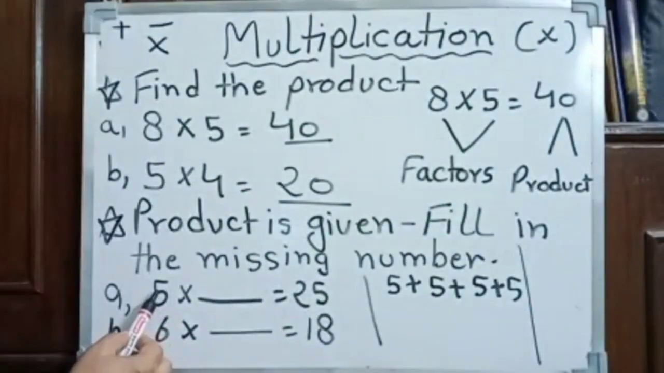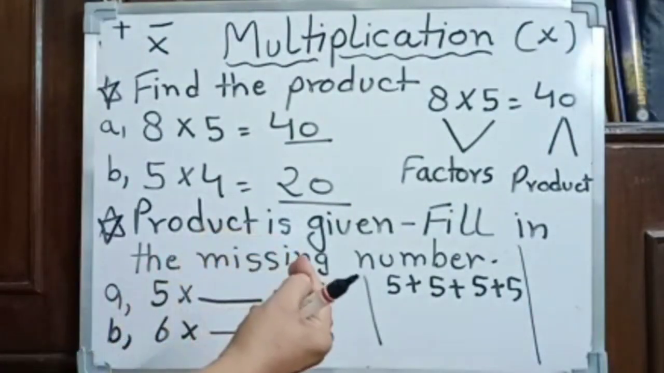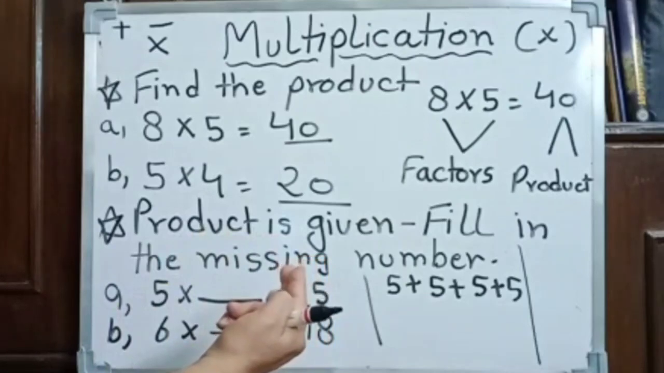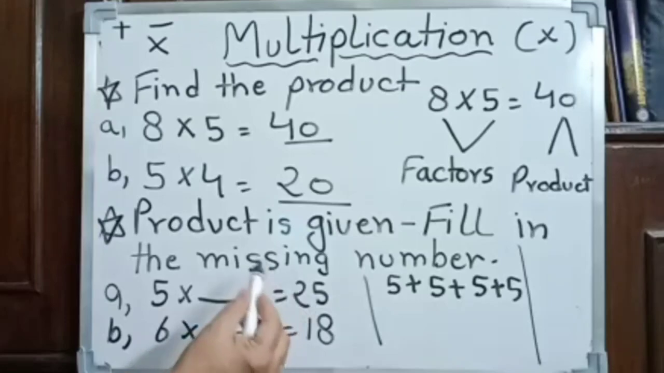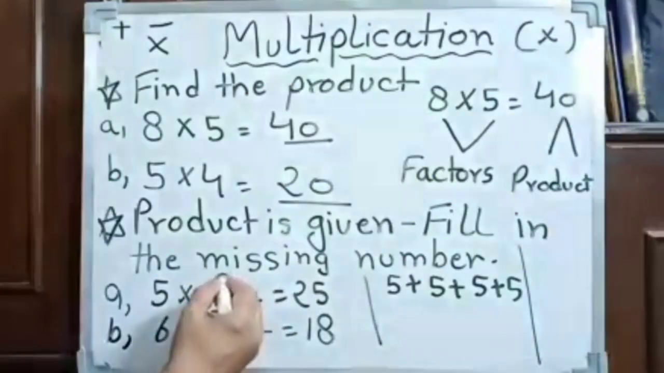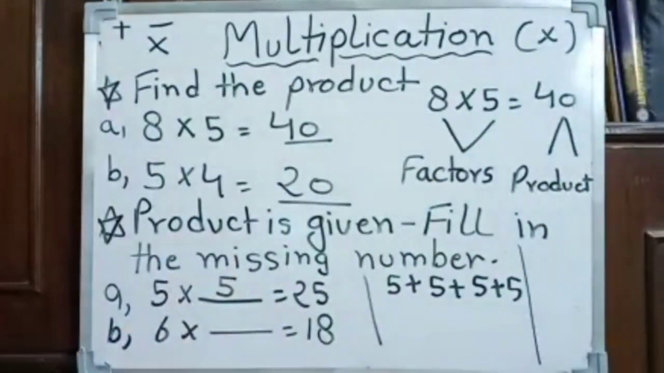Now take out the table of 5. 5 1s are 5, 5 2s are 10, 5 3s are 15, 5 4s are 20, 5 5s are 25. So this is the way to find the product. Now take out the table of 6. 6 1s are 6, 6 2s are 12, 6 3s are 18.